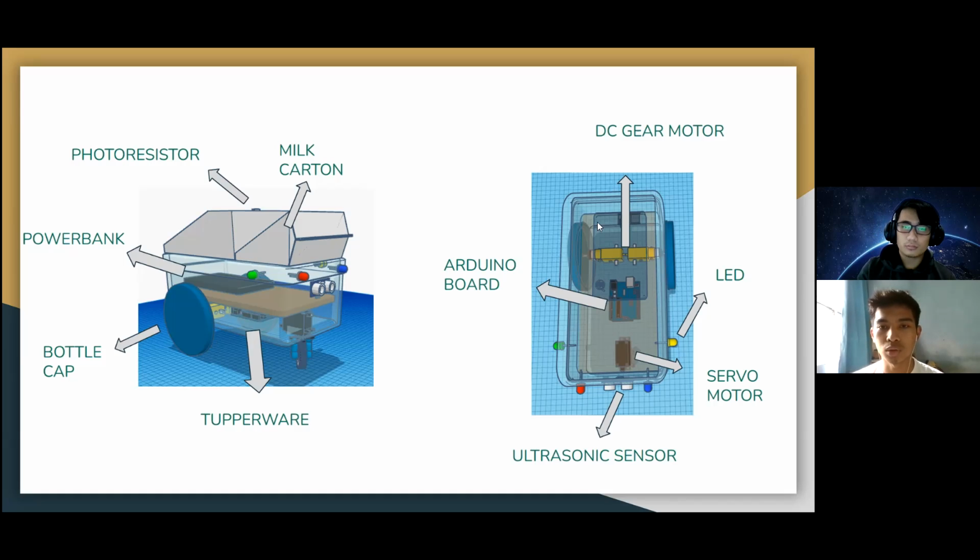For the right photo, we use the DC gear motor to make the car move forward, and the LED. Next, we use the servo motor, as explained before, to turn left. Then we use the Arduino board as the main function for our toy car. And the last item that we use is the ultrasonic sensor to detect obstacles in front of the car. Next I will pass back to Ashokani.